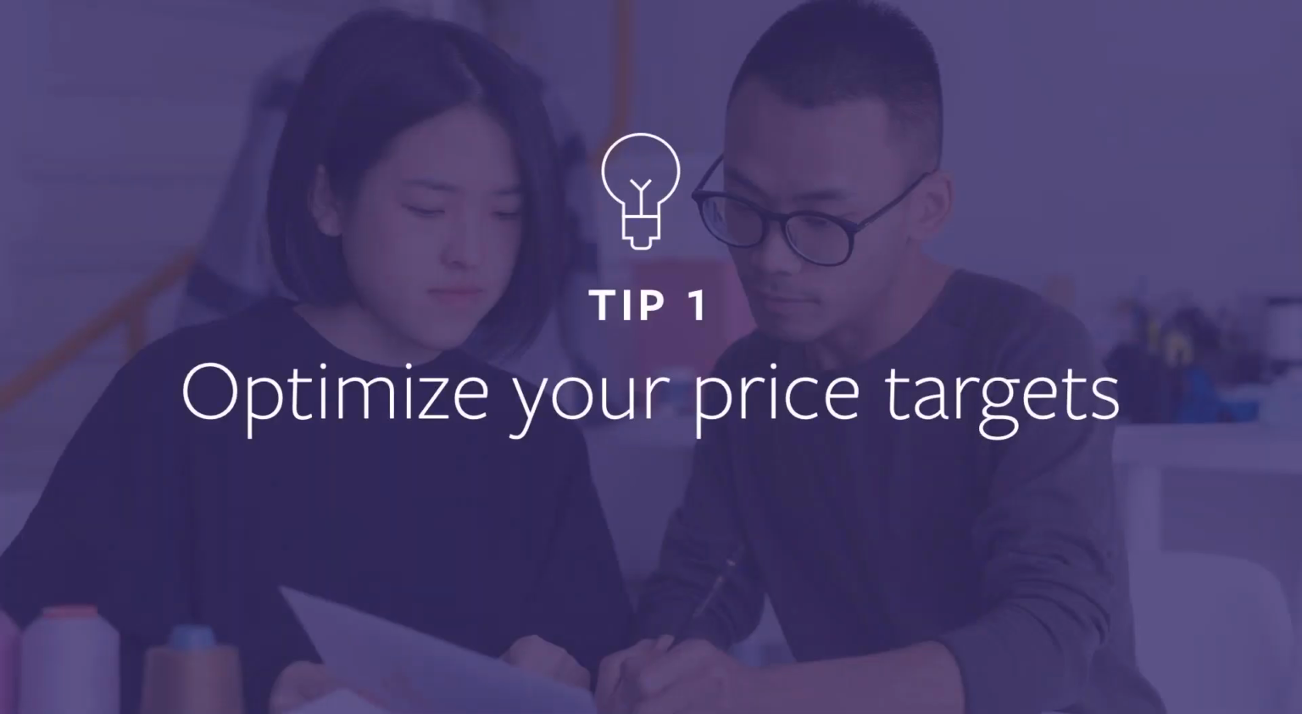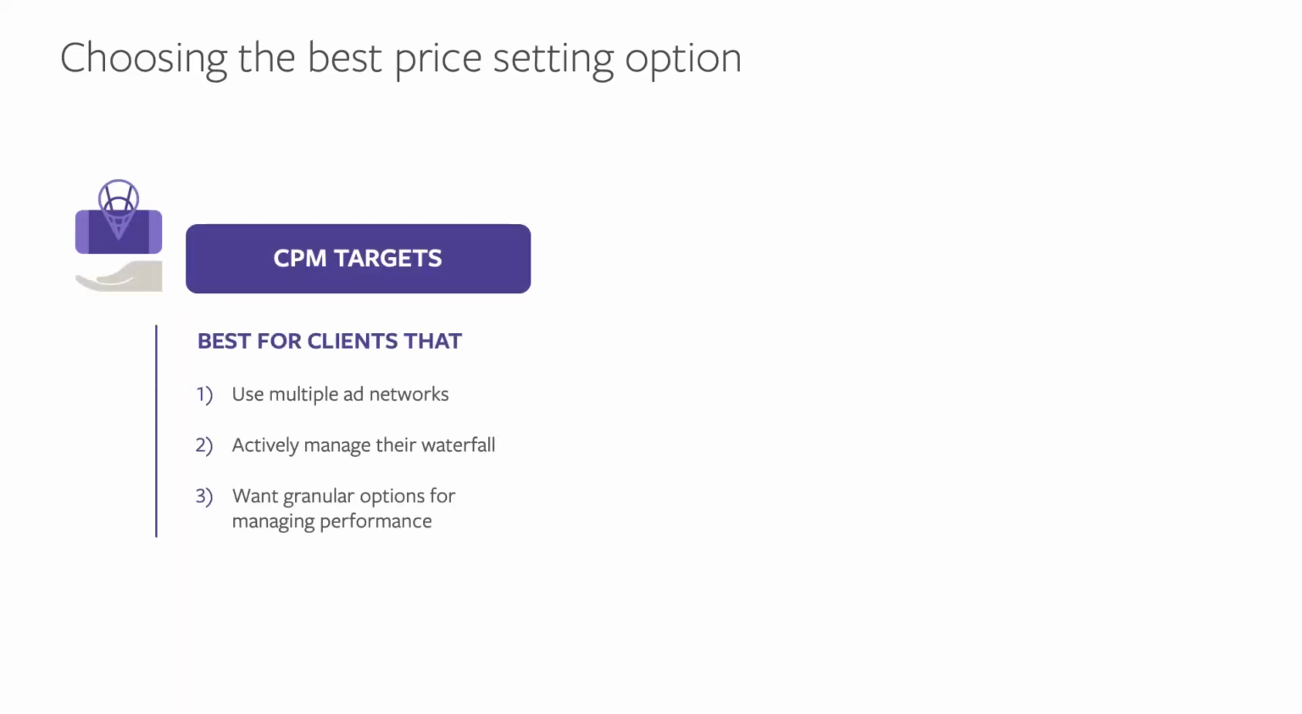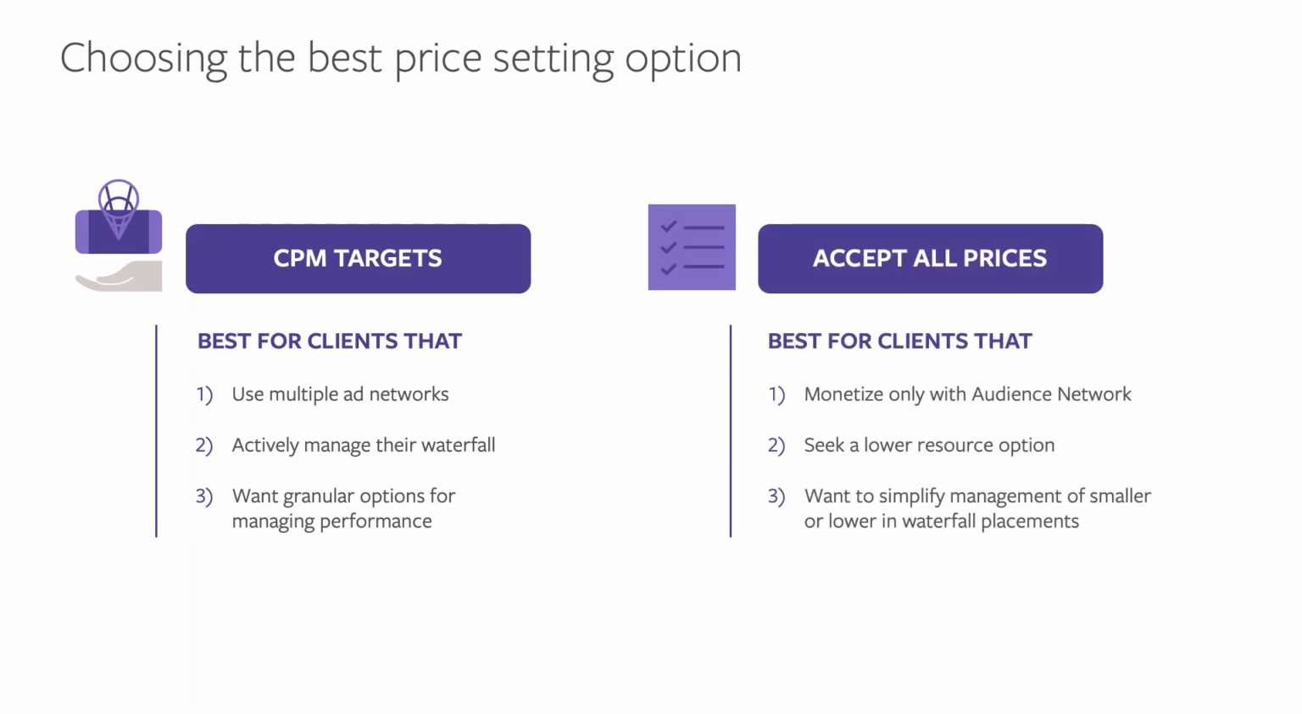So let's start with tip 1, optimize your price targets. On Audience Network, we have 2 options to choose from to optimize your performance. We have CPM Targets, which are best for clients that use multiple ad networks and that are actively managing their waterfall, and also that want granular options for managing their performance. And then we have Accept All Prices, which are best for clients that only monetize with Audience Network, that seek a low resource option, and want to simplify management of smaller or lower in the waterfall placements.